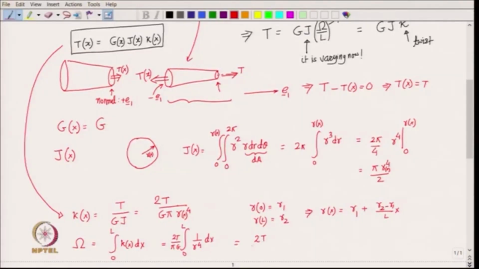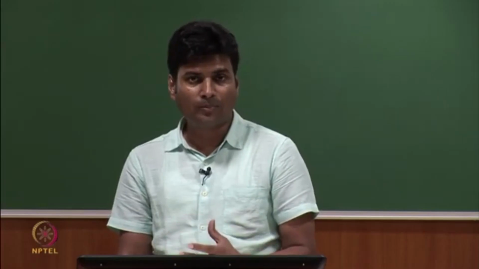So, that is my small r of x. We can come back here and say this is equal to 2 T over pi G into the integral from 0 to L of 1 over r 1 plus r 2 minus r 1 by L times x, to the power 4, dx. So, now it is an integration in x, you can work out the integration and get the rotation of the free end. Okay. So, I hope you got some idea about how to obtain the rotation.